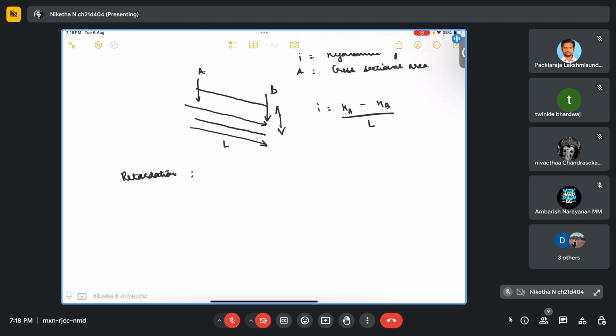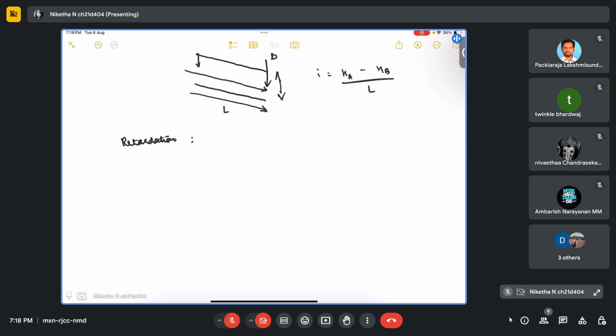If we say something is retarding something, what does it mean? Ma'am, it's like slowing down. Yeah, exactly. So retardation means slowing down. So here we are talking about pollution. So retardation means, in this context, the slowing down of the pollutant.